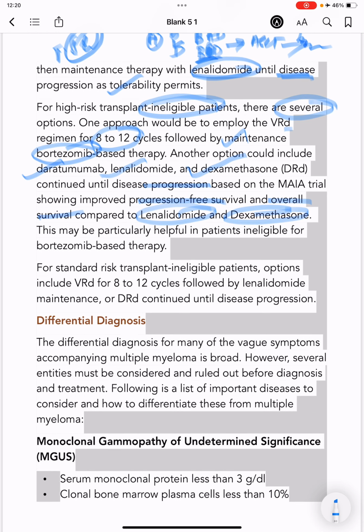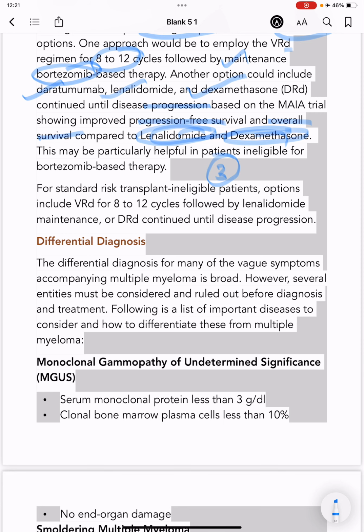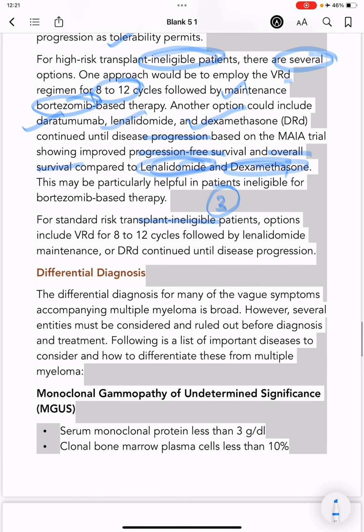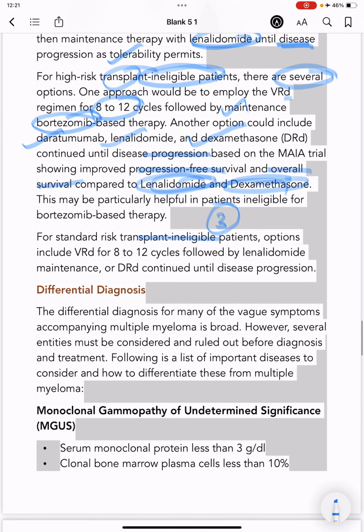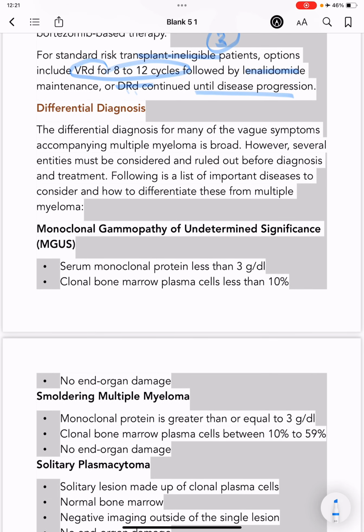So if transplant ineligible, 3 drugs are used. Either it could be a bortezomib-based therapy or a daratumumab-based therapy, instead of using only 2 drugs like lenalidomide and dexamethasone. That is for high risk transplant ineligible. For standard risk transplant ineligible patients, options include VRD for 8 to 12 cycles followed by lenalidomide maintenance, or daratumumab, lenalidomide and dexamethasone continued until disease progression.